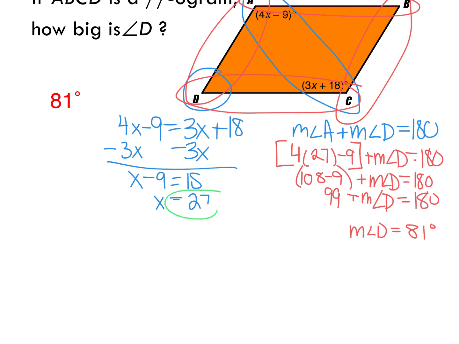Okay? And I could check that I did this correctly. When I got 27 for x, I could plug it in here and then plug it in here. Those two angles need to be exactly the same. Otherwise, I did not solve for x correctly.